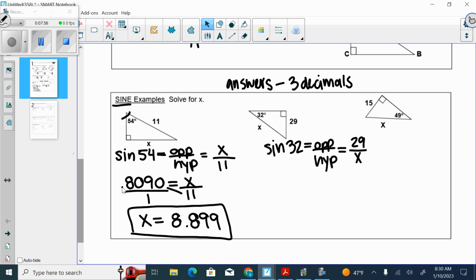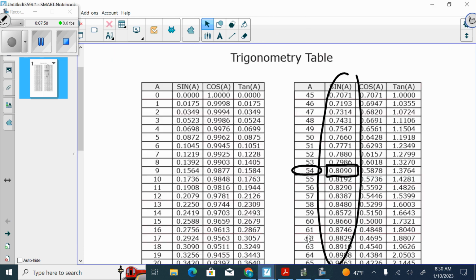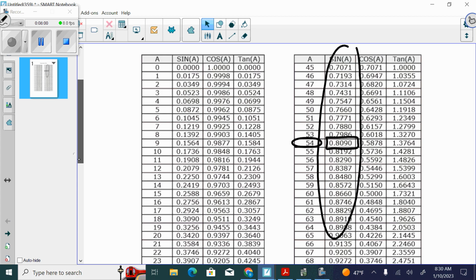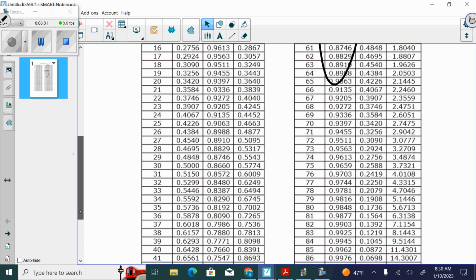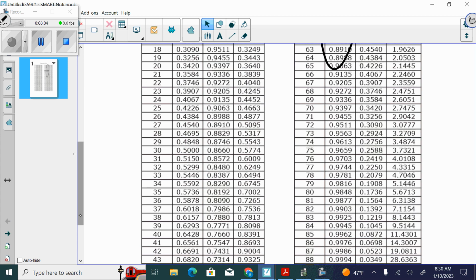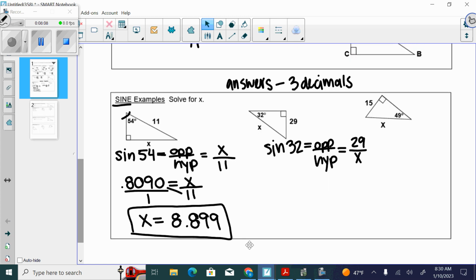You can either do that in the calculator or you can just look on your chart. So sine of 32 would be right here. That'd be 0.5299, right? All right, so I have 0.5299 is equal to 29 over x.